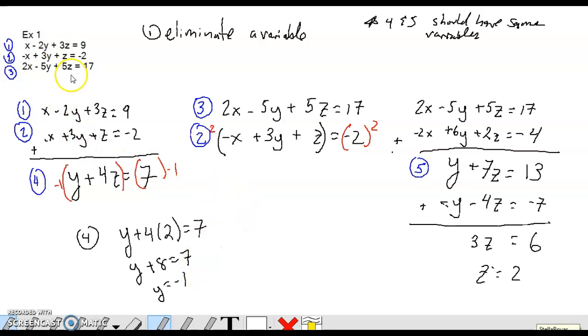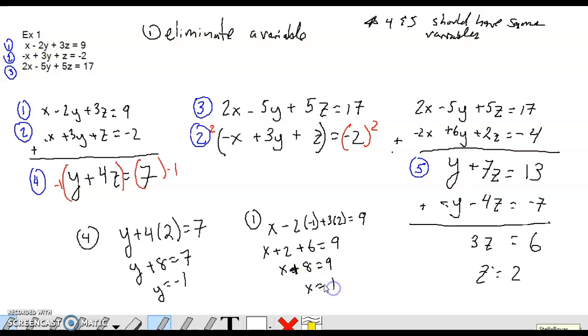Once I find that, now I can find my x. It looks like my first equation will probably be my easier equation. So x minus 2 times -1 plus 3 times 2 is equal to 9. So x plus 2 plus 6 is equal to 9. So that'll be x plus 8 is equal to 9. So x is equal to the number 1. So we have our x, we have our y, we have our z.